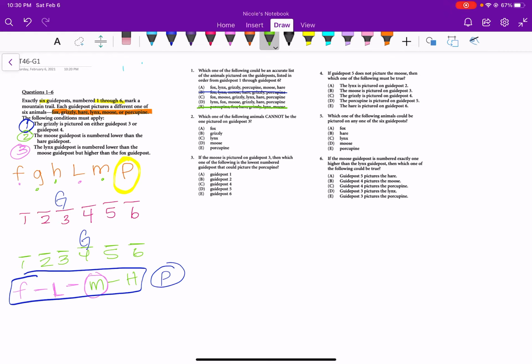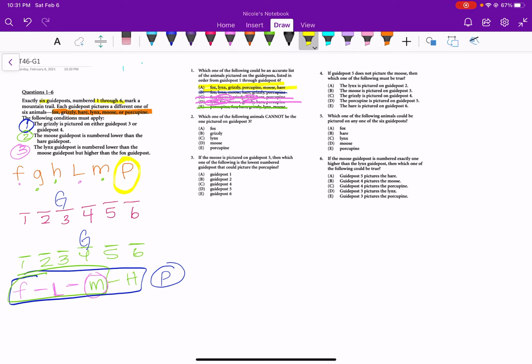3 is the lynx is lower than the moose, but higher than the fox. So I'm looking for FLM. This part right here. A is good. C is not good because it has M lower than L, and we need it to go FLM. So I'm going to cross C off. And then D is not good because it has L before F. So our answer is going to be A.